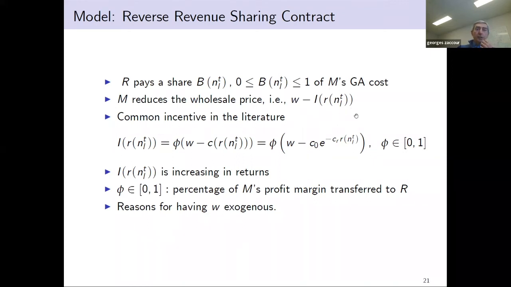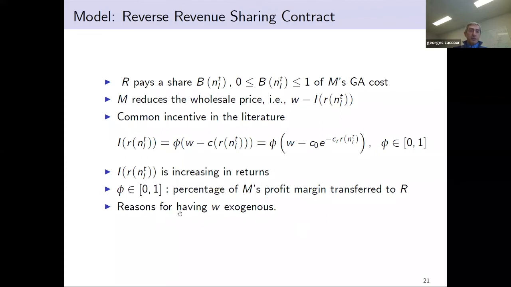Now, one common incentive function in the literature is the following one. So this is phi. It's a number between 0 and 1, where we have W minus the cost of producing with returns, and this is giving us the reduction in the wholesale price that is offered by the manufacturer to the retailer in order to implement this revenue sharing contract. Now note that this incentive is increasing in returns, so it's playing really its role of incentive. Phi is the percentage of M's profit margin that is transferred to the retailer, as I said.